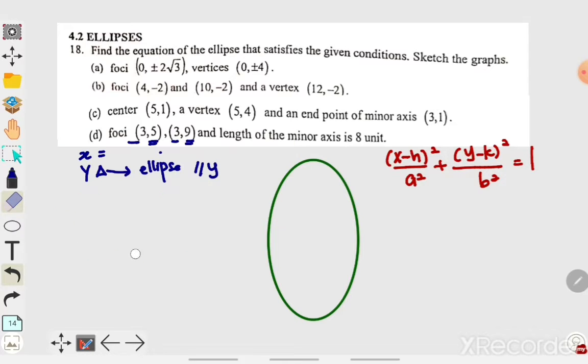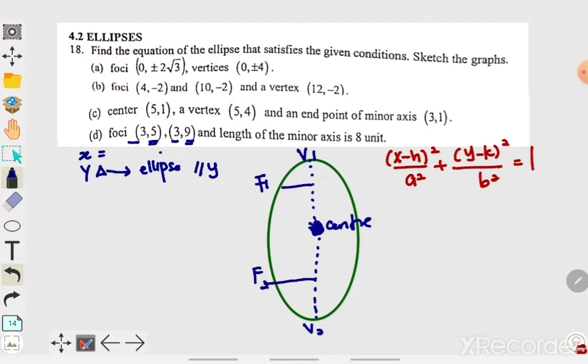Okay, let's move on to this case. Now we know that this is vertical. As we know, the foci must be located on the major axis. So this is our center. Next, this is our vertex 1, vertex 2, and the position of the foci must be between the center and the two vertices. So this is focus 1 and this is focus 2.